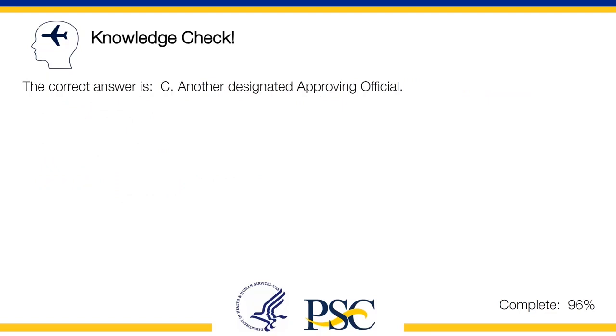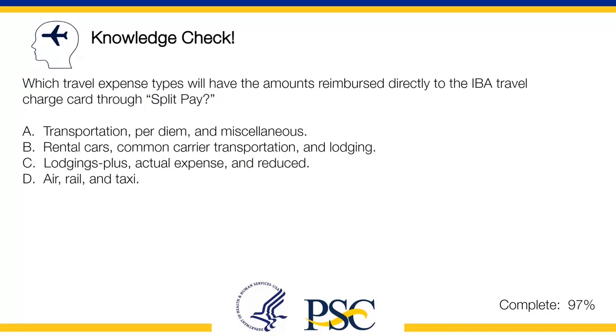The correct answer is C. Another designated approving official. Which travel expense types will have the amounts reimbursed directly to the IBA travel charge card through split pay? A. Transportation, per diem, and miscellaneous.